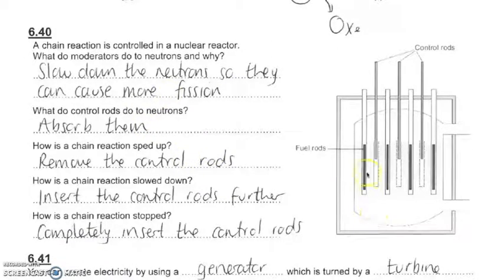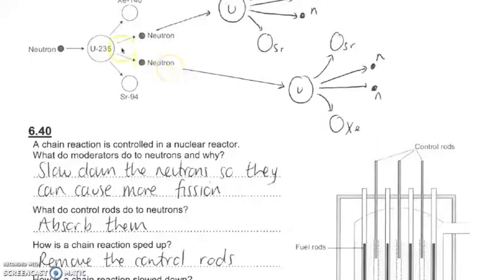So moderators are essentially a fluid, generally water, which slows down the neutrons that get released. So essentially it's just to control the fission reaction, which is obviously the splitting up of the heavy nuclei, so that it's not like a nuclear bomb, which is uncontrolled.